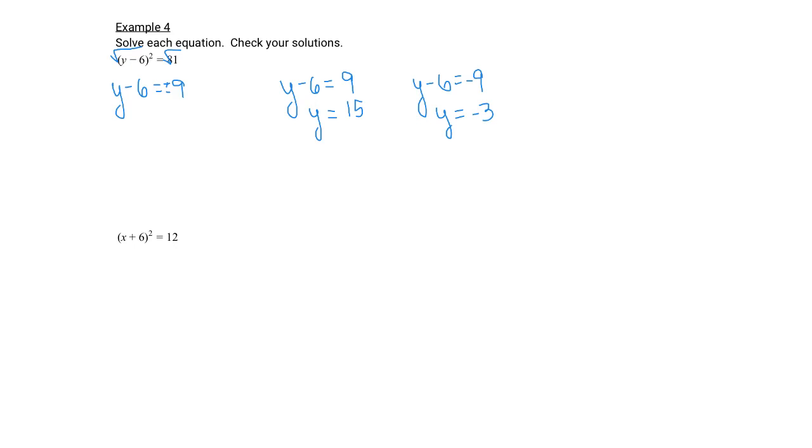So if we plug negative 3 and 15 back into our original equation, let's do that real quick. You get 15 minus 6 squared. 15 minus 6 is 9 squared, and that does in fact equal 81. And negative 3 is in there. You get negative 3 minus 6 squared. That's negative 9 squared, and that is also 81.